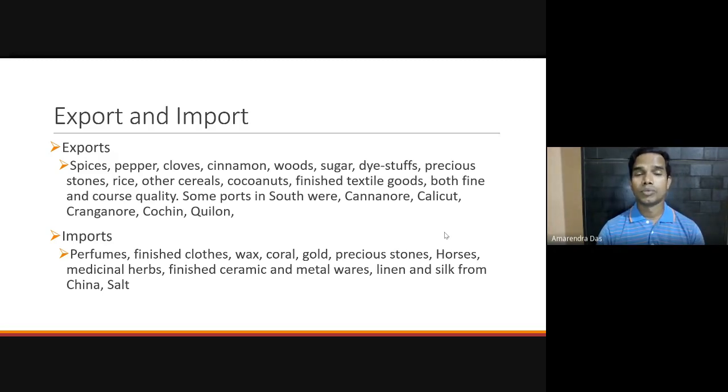We have imported from China, Southeast Asian countries, and African countries. We have exported to African countries, to South Asian countries, to Southeast Asian countries, and to China. So that's how we had a very good trade relationship with other countries.